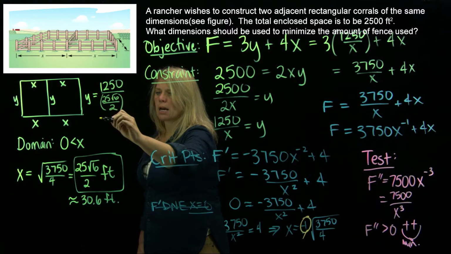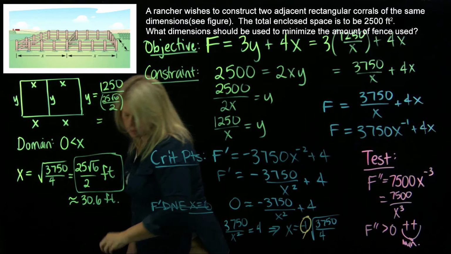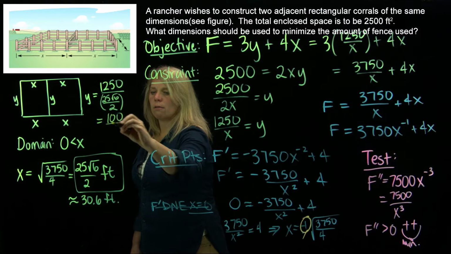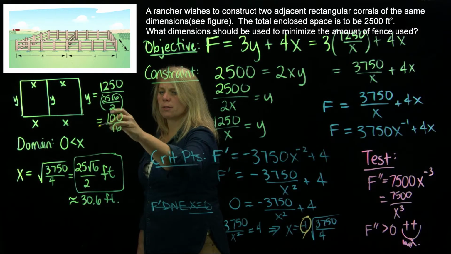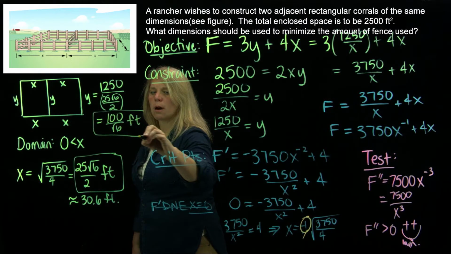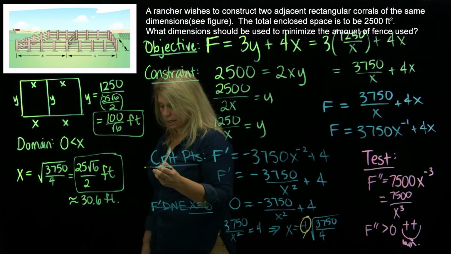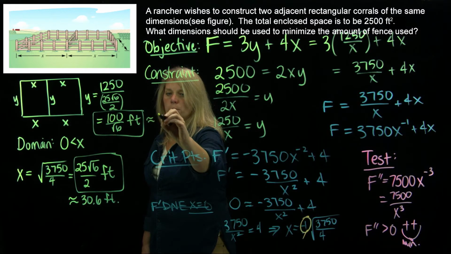If you want to simplify that, you might notice that you can multiply by the reciprocal of the denominator. You get some nice simplification with the radicals there. You should end up with 100 over square root of 6. Once you've simplified that, that's your y dimension, feet for the y dimension. And again, if you want a decimal approximation for that, you get out your calculator, you get your decimal approximation. That should be about 40.8 feet.